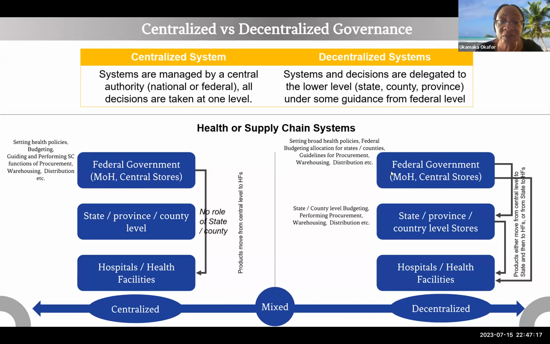Then there are some countries that have a mixed structure of governance in supply chain. In countries like Kenya, you find that theirs is mixed. They do partly a centralized system, and they also do partly a decentralized system. Next.